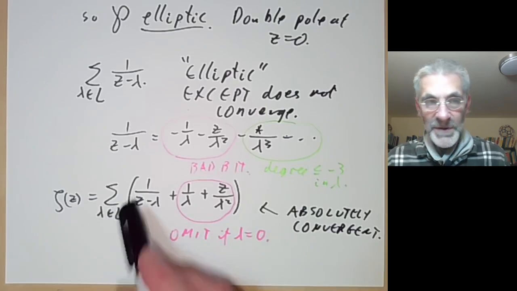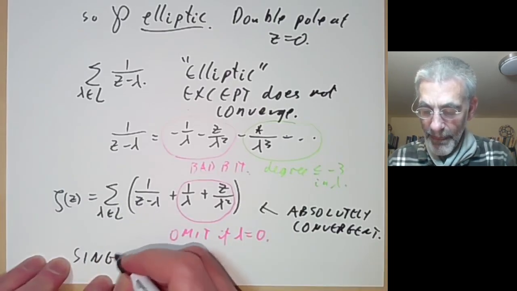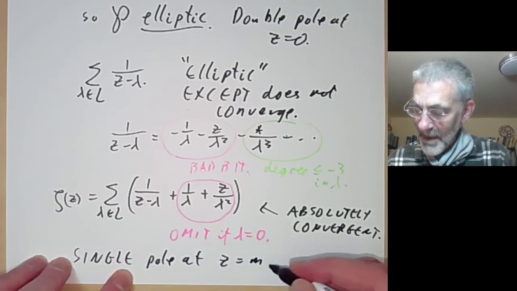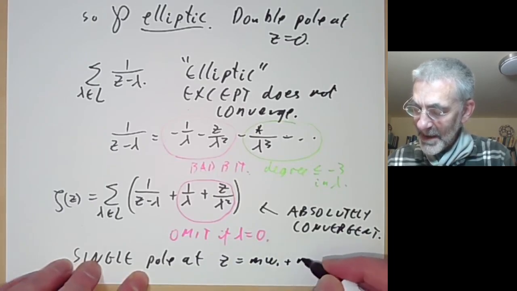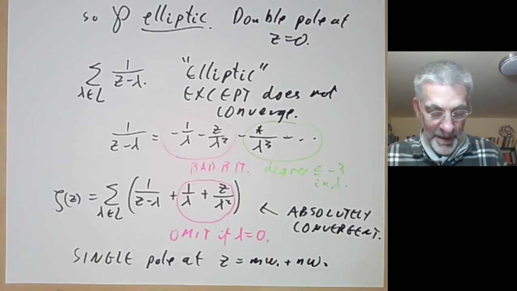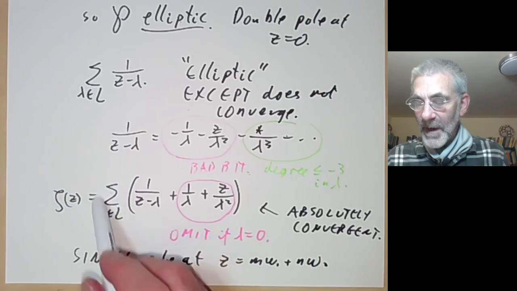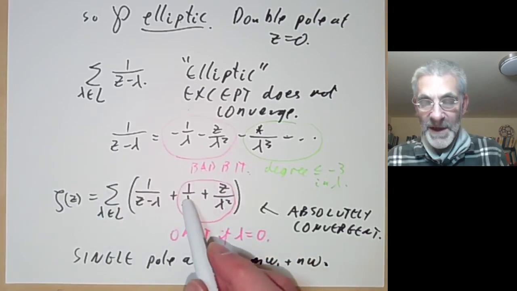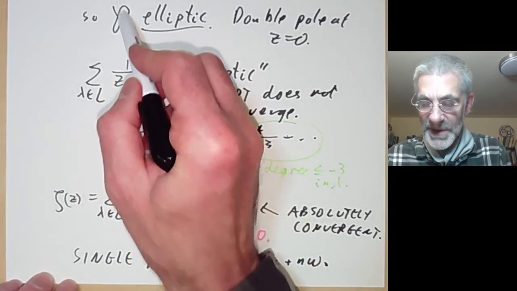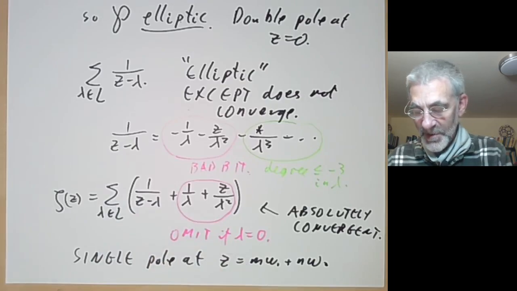So we've actually got a function which has a single pole at z equals m omega 1 plus n omega 2, and no other poles. Now, in the p function, you remember it was sort of unclear whether or not what we got was elliptic, and by doing this funny little argument using the fact that p was even, we could show that this was actually elliptic. So let's try and do the same for the zeta function.